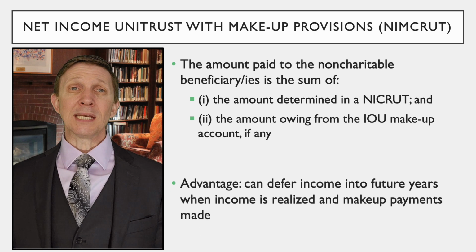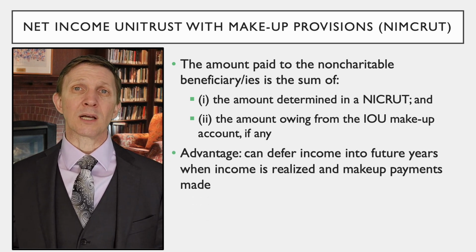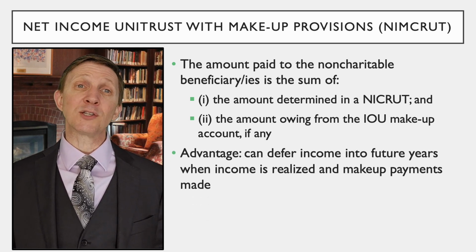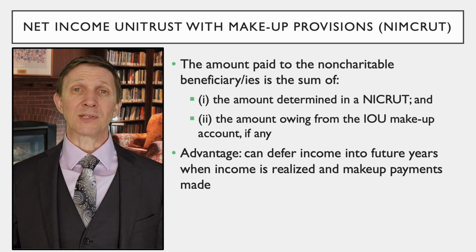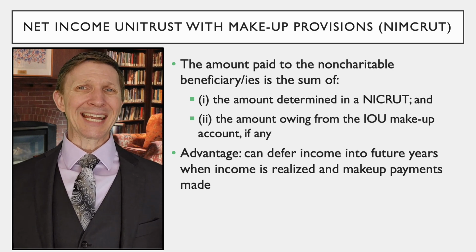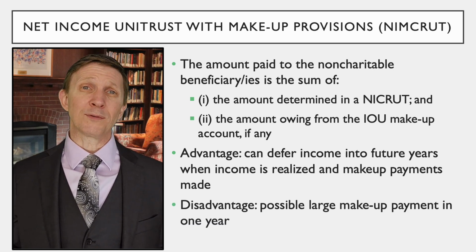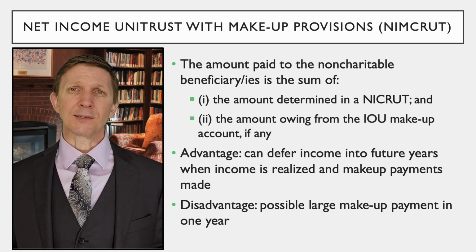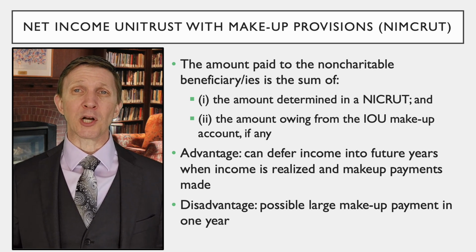The main advantage of the NIMCRUT is the ability to defer income for the non-charitable beneficiary into future years when the makeup payments are made. On the other hand, this can lead to a large payment in one future year, which may have adverse tax consequences on the non-charitable beneficiary. The NIMCRUT is best explained by an example.